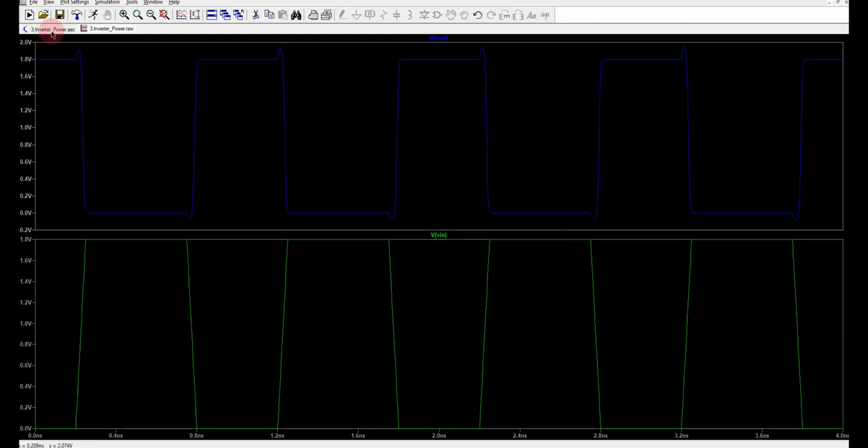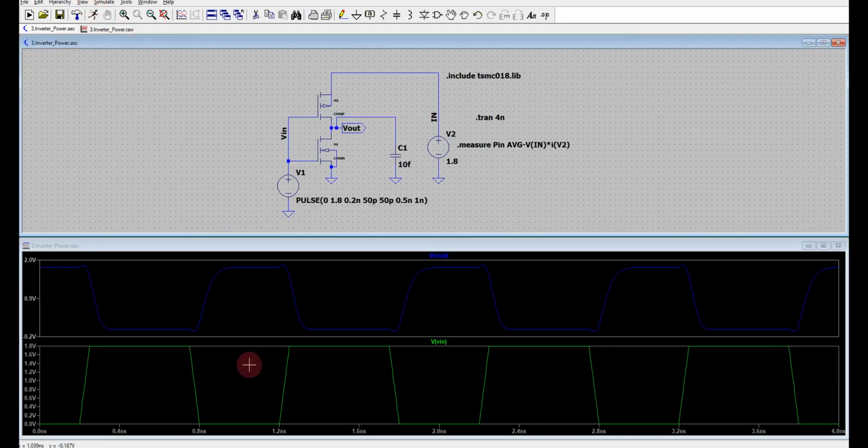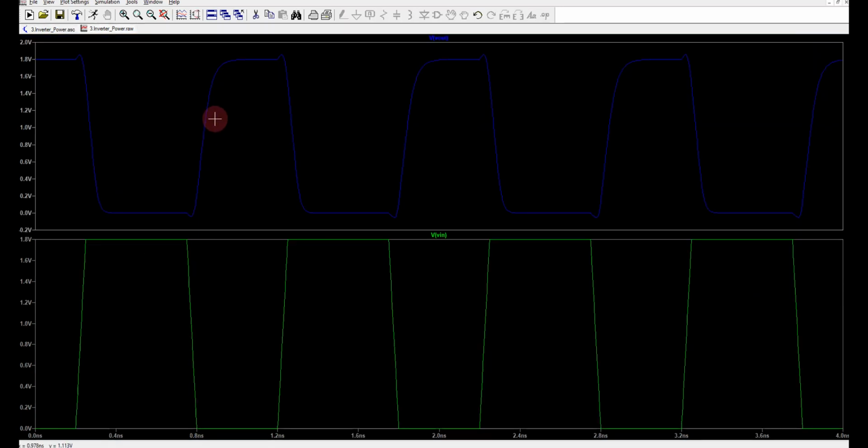Suppose I connect a capacitor load here and I run the simulation, you will see now it is much slower. You will find the delay has gone high. So depending on the load capacitance, you will find that the delay has increased in this case. So this is how you compute the delay. Again, you put a cursor here and a cursor here at the midway and you find out the difference.